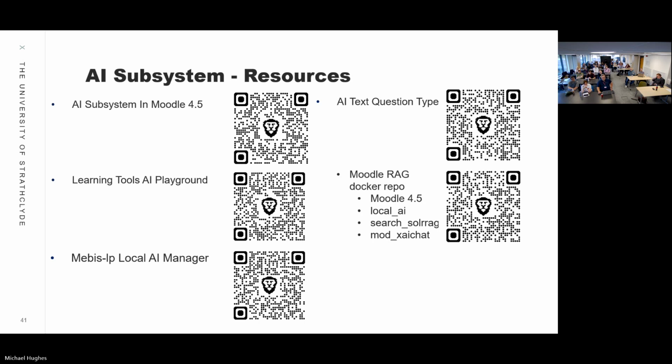AI text question type, Catalysm, that's Marcus Green. That is literally an AI essay question where it will go off and try and give the students feedback on their essay from an AI. Definitely worth a play with it. And go talk to Jasmine if you want to follow up on that.